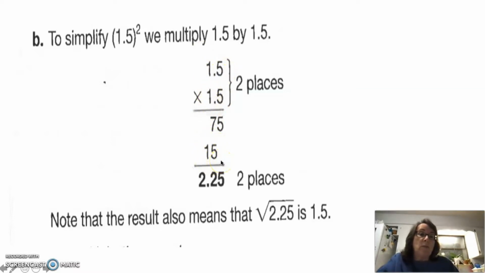But notice we don't take care of the decimals until we get to the very end. We add 75 and the 15. Okay, so 5, 12, carry the 1, 2, and then we take care of the fact that we have 2 decimal places in the factors and 2 decimal places in the answer. Now, because 1.5 squared is 2.25, then the square root of 2.25 is going to be 1.5.